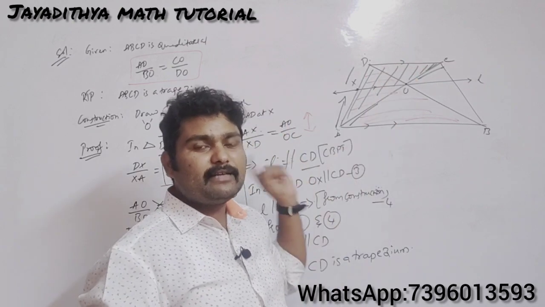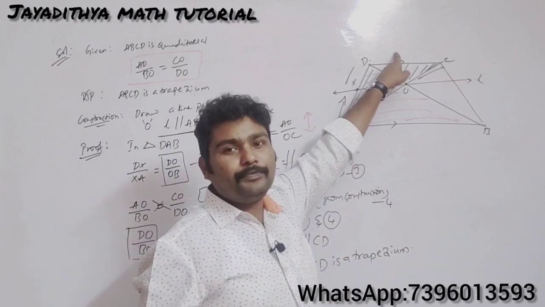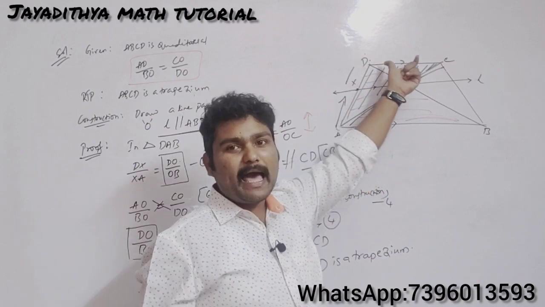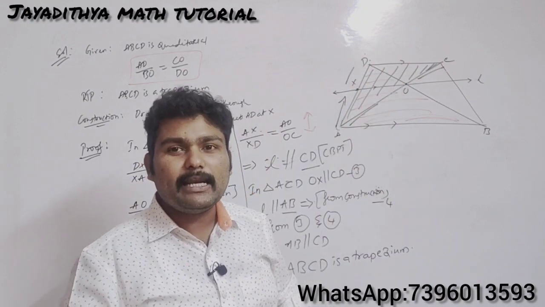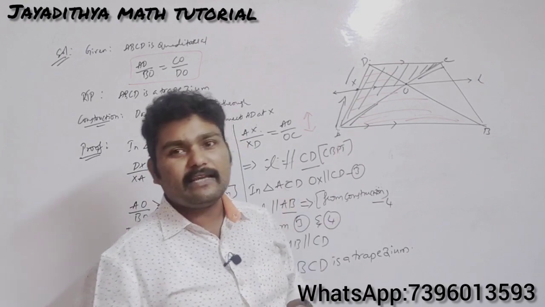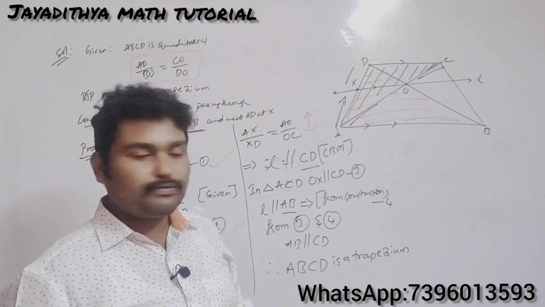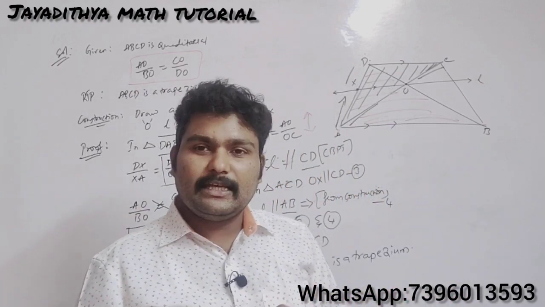In the starting construction, you took this line parallel to AB, and now you got this line parallel to DC. So from both cases, you can say that AB is parallel to DC. If one pair of opposite sides of a quadrilateral are parallel, then we can say that the quadrilateral is a trapezium. So by using this concept, we have proved this. In the last, you can write hence proved. Clear? Let us go for the other example.